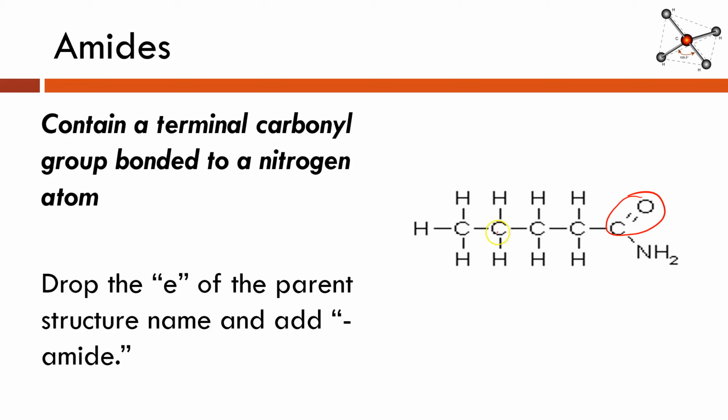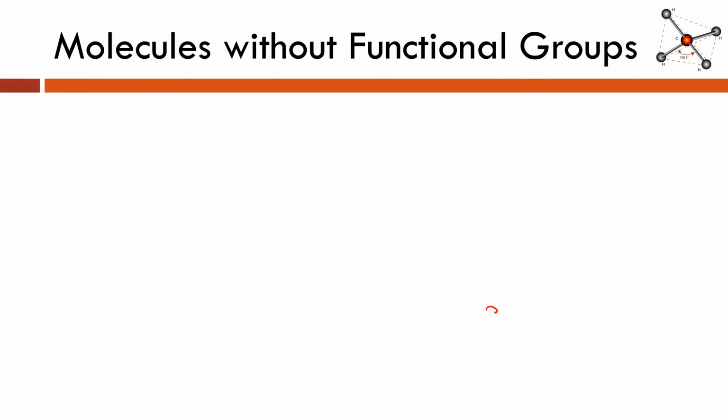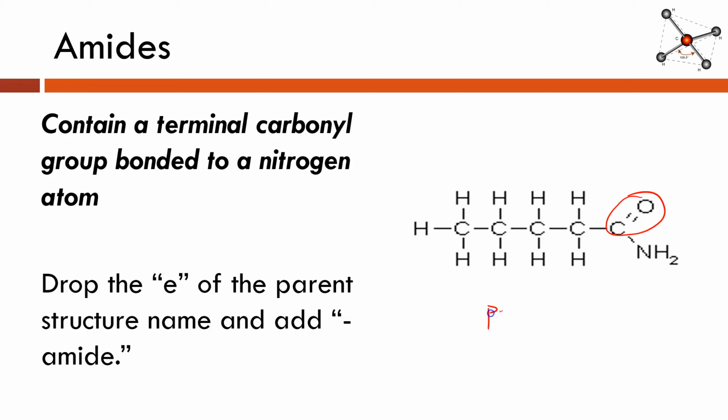So I've got 1, 2, 3, 4, 5. Prefix for 5, oops, sorry, is pentane. I'm going to lose the E, add the suffix amide, or amide, and I don't need a locator because it is always at the end.